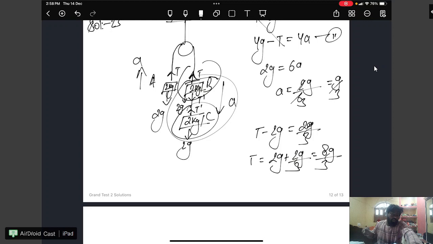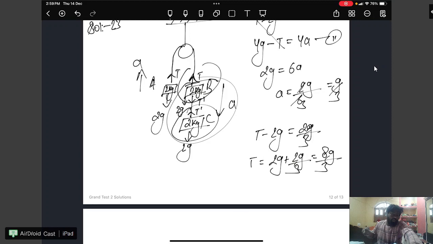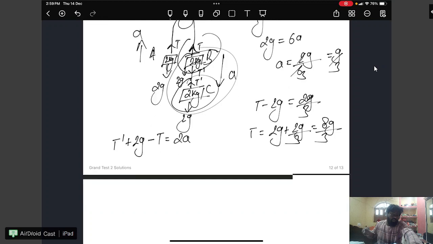So T dash is equal to... if the B acceleration will be 2 kg, and 2 kg both are moving with downward acceleration. So the final equation is wrong because acceleration is downward: T dash downward positive plus 2g minus T is equal to mass into acceleration. Acceleration we already know.